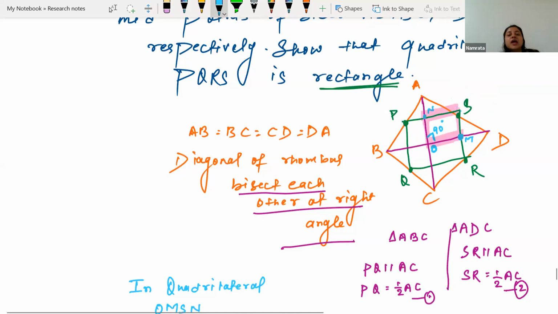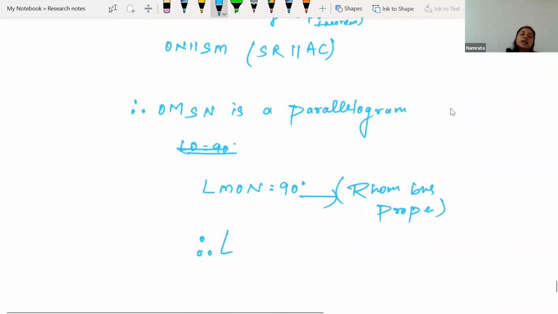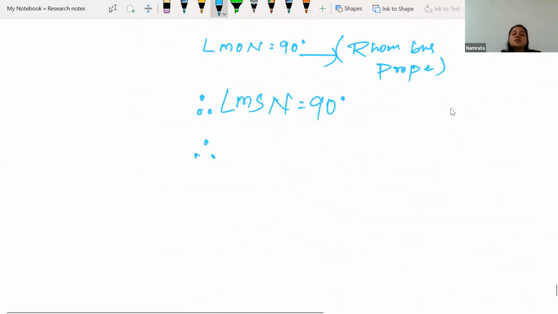So angle NSM or MSN will also be 90 degrees. Therefore PQRS, which we have proved as a parallelogram initially, now we can say it's a rectangle. Therefore PQRS is a rectangle.